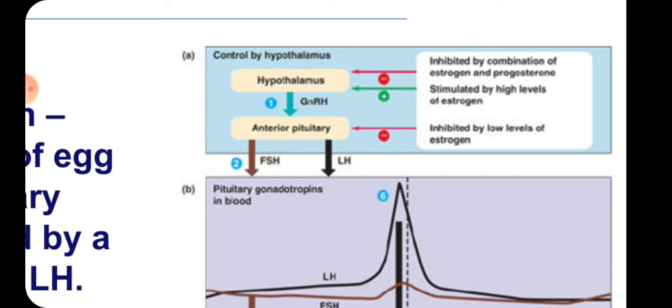This, when inhibited by a combination of estrogen and progesterone, then it's a negative feedback mechanism. When it is stimulated by high levels of estrogen, and again the negative feedback given to the anterior pituitary is inhibition by low levels of estrogen.